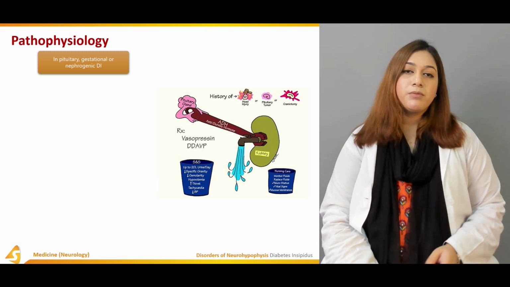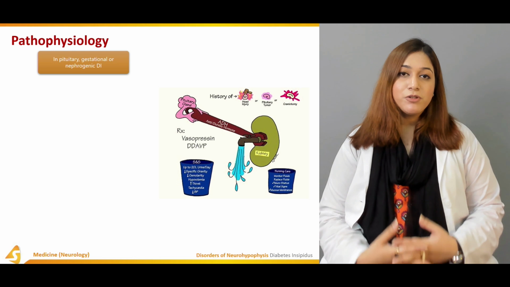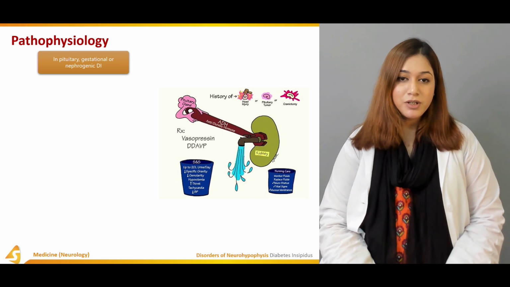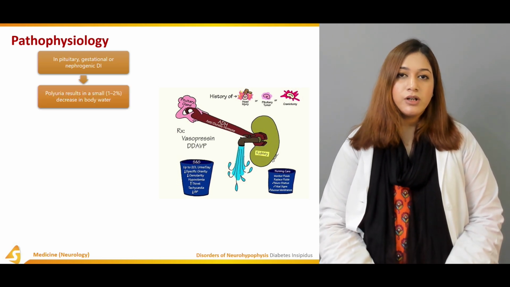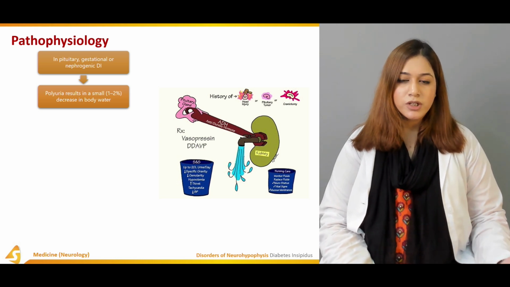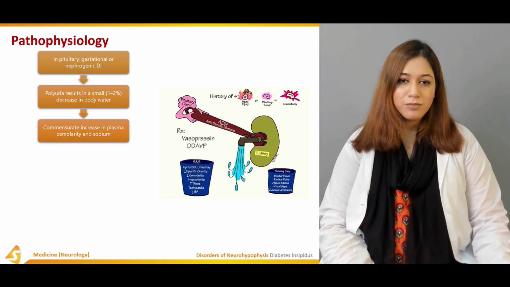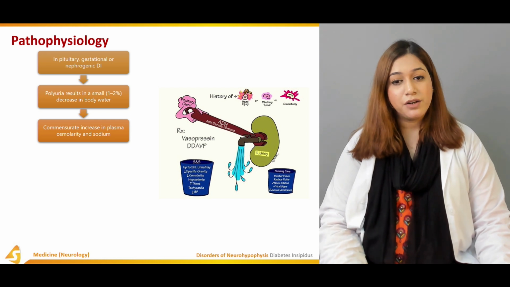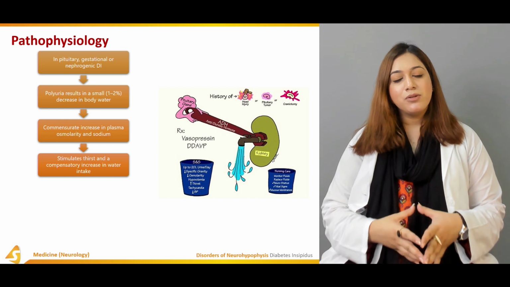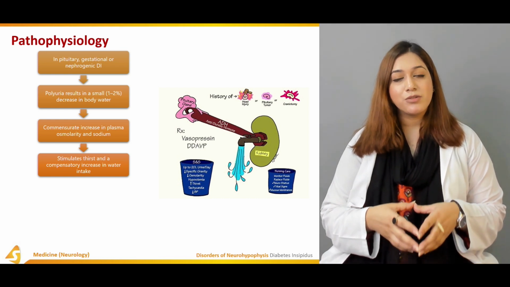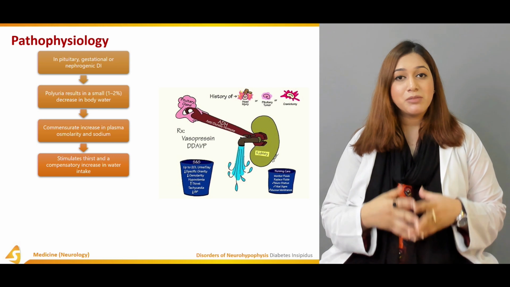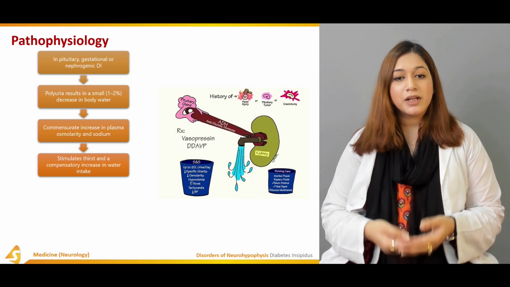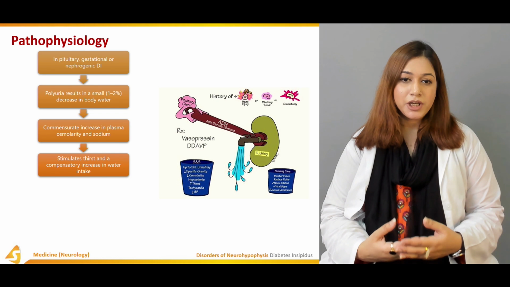Now, if we talk about the pathophysiology, in pituitary, gestational or nephrogenic diabetes insipidus, the polyuria results in a small decrease in body water, around 1 to 2%, which is not very significant. But there will be a commensurate increase in plasma osmolarity and sodium. What happens when there is a commensurate increase in plasma osmolarity and sodium? It will stimulate thirst and a compensatory increase in water intake.